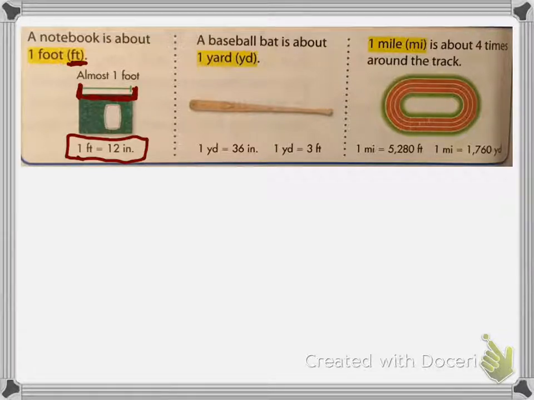A baseball bat is about 1 yard long. And 1 yard is equal to 36 inches. And 1 yard is also equal to 3 feet.